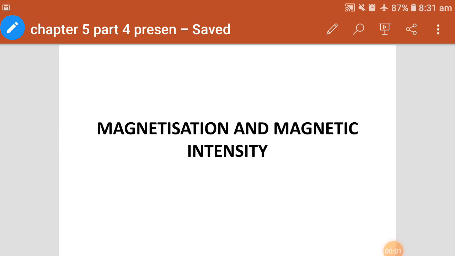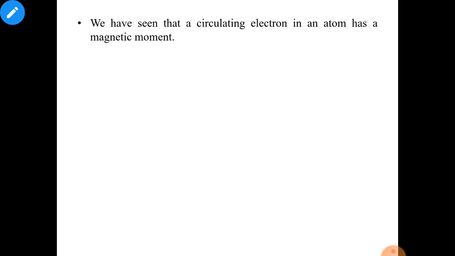Magnetization and magnetic intensity is today's topic. Okay, so we shall discuss magnetization and magnetic intensity. Now all these topics are correlated with the topics which we have discussed in chapter number 2. Okay, now we have seen that a circulating electron in an atom has a magnetic moment.